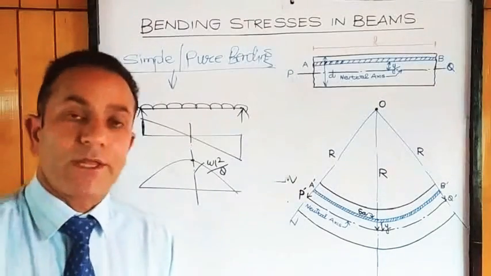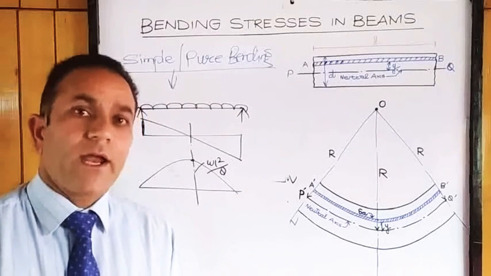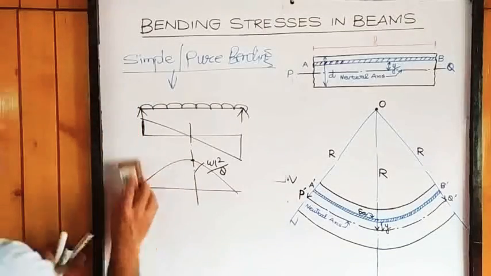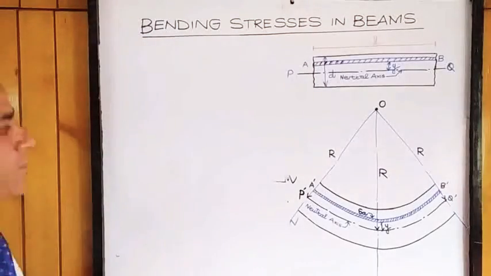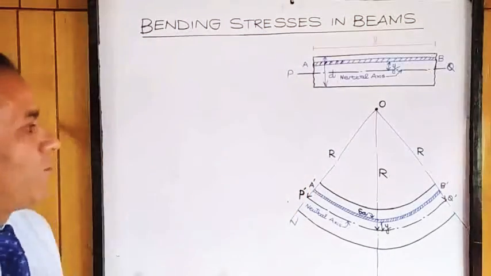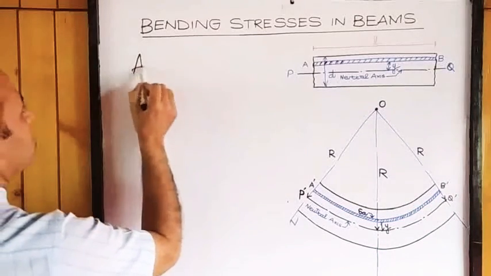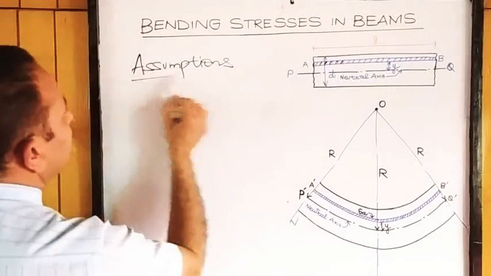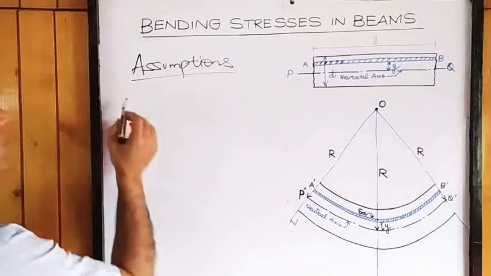So we calculate the bending stresses corresponding to maximum bending moment, and this bending moment is going to be maximum where shear force is 0. So it complies with the theory of simple or pure bending. Before we analyze the beam for this bending stress, we see certain assumptions. There are certain assumptions within which this bending equation will be valid.